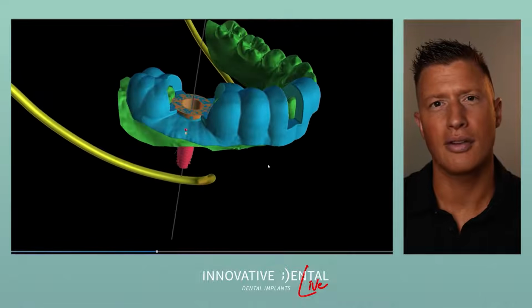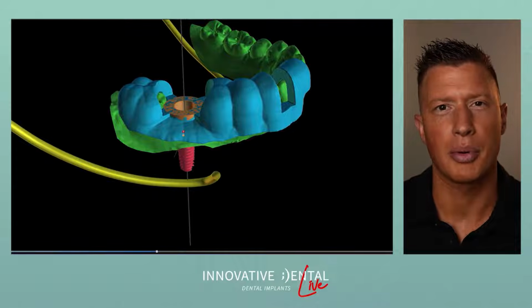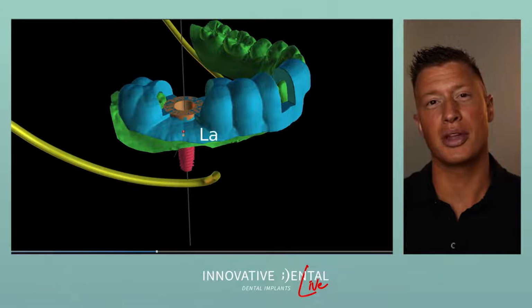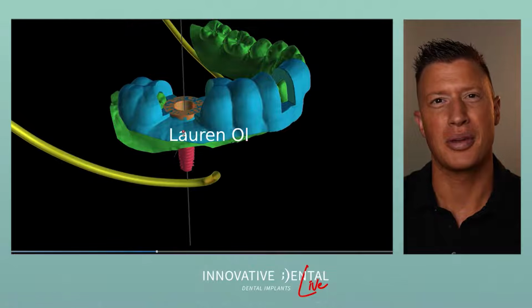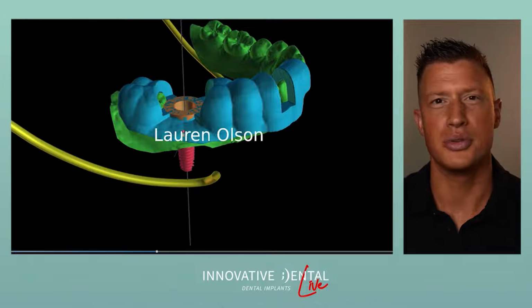There you have it. Now we have a really nice customized guide for Lauren. It's going to snap onto the teeth. It's going to help me make sure that the implant goes in the right spot. That way we get a wonderful implant. We're going to put a label on it. That way we know whose it is.